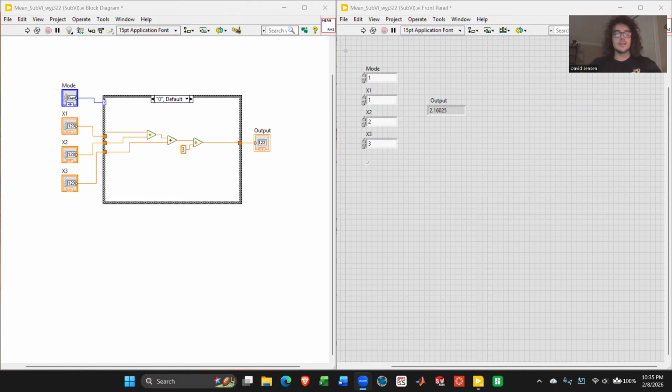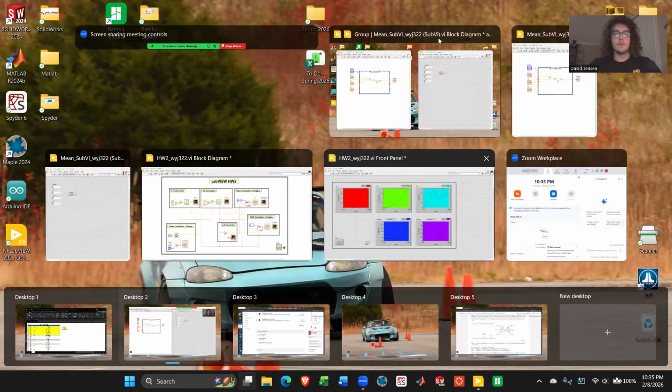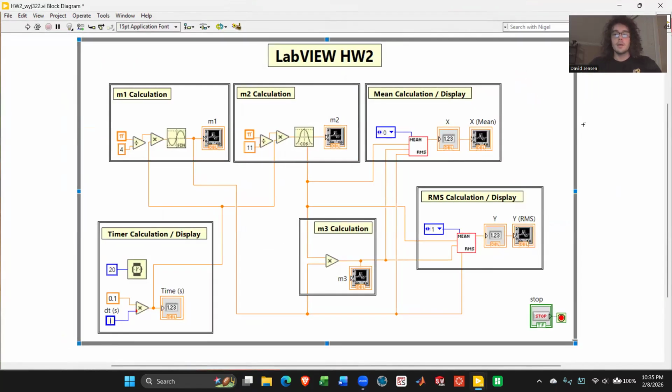Hi, my name is David Jensen, and today I'm going to be talking about the LabVIEW Homework 2 for electronic instrumentation. The primary goal of this assignment was to create a calculator of sorts that would take three function inputs and evaluate their mean and RMS values and display waveform plots as they move across time. We accomplished this using several sub VIs and an assortment of different blocks and logical flows.